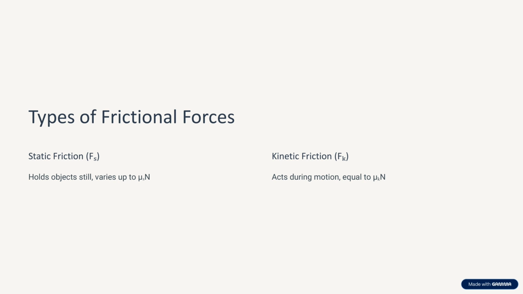Fourth one is fluid friction or drag. Definition: the force that opposes the motion of an object moving through a fluid, liquid or gas. Example: air resistance on a moving car or water resistance on a swimmer. These are our 4 types of friction.